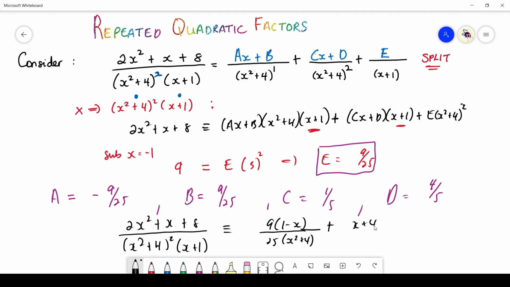Plus (x + 4)/5 over (x² + 4)², plus 9/25 over (x + 1). Yes, so that's it, people. So e, you can see that 9/25 in that last one there, and the a being the negative 9/25. You can see us flipping signs, that 1 minus x, changing things around a bit there. With the b being positive 9/25, but 9/25 was factored out.